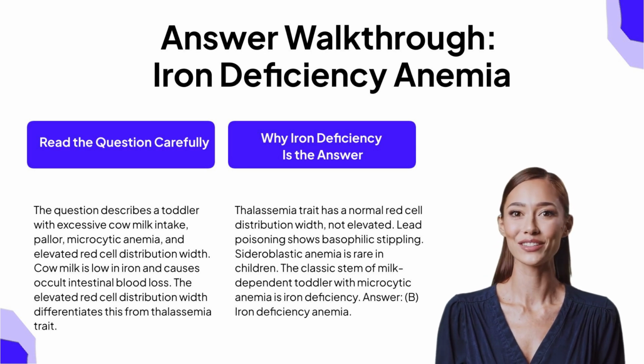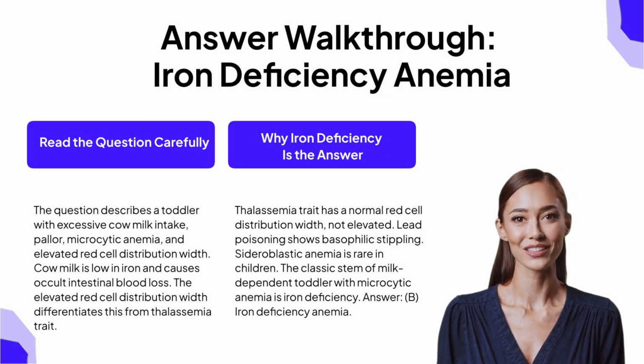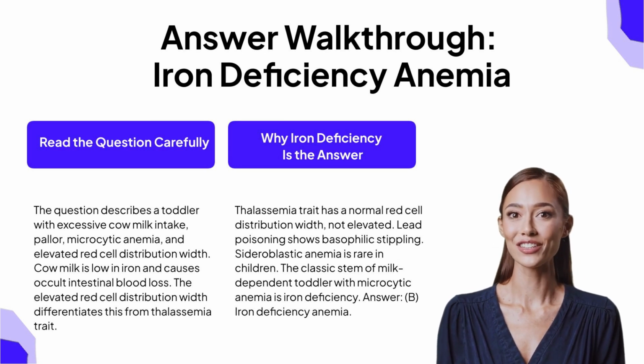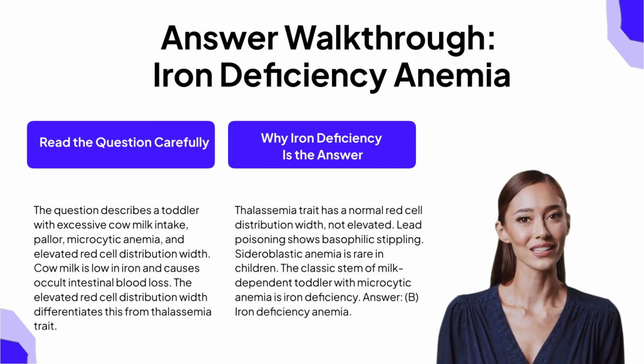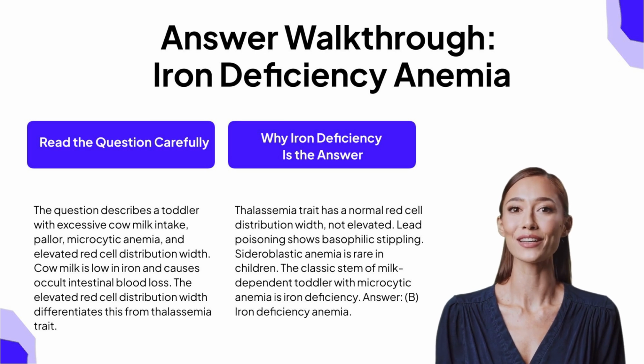Now look at the labs. The mean corpuscular volume is low, confirming microcytic anemia. The red cell distribution width is elevated, which is the key differentiator. Why is iron deficiency the answer? Because cow milk is low in bioavailable iron and can also cause microscopic intestinal blood loss, worsening the iron deficit.